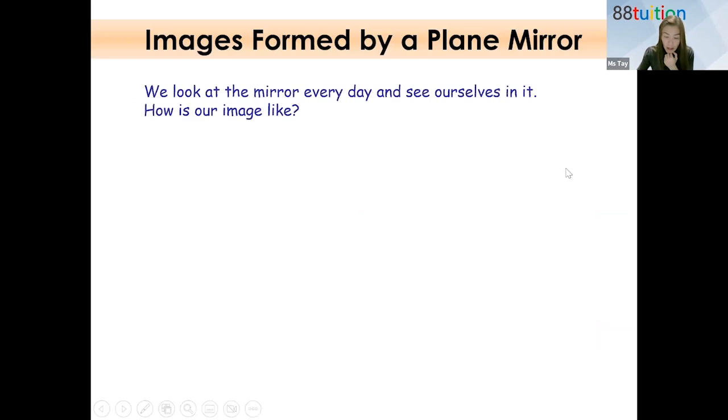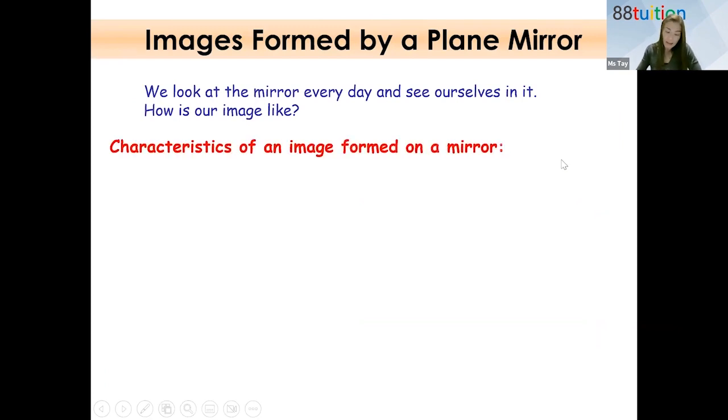So let's talk about the plane mirror. We look at the mirror every day and see ourselves in it. How is our image like? When you look at the mirror, you still look upright. You don't go upside down. It's still the same size. You don't look smaller or bigger. I know nowadays there are mirrors that actually make people look slimmer. A lot of celebrities like to buy mirrors like this because they feel good looking at themselves, as they look slimmer.